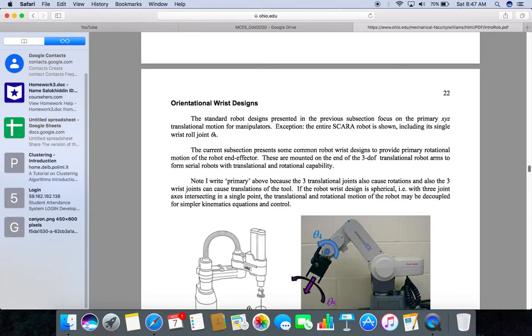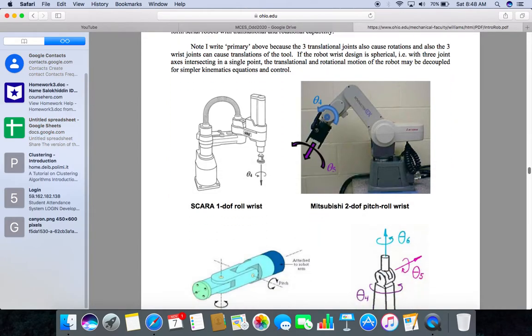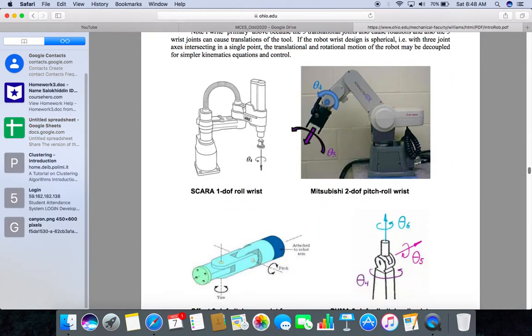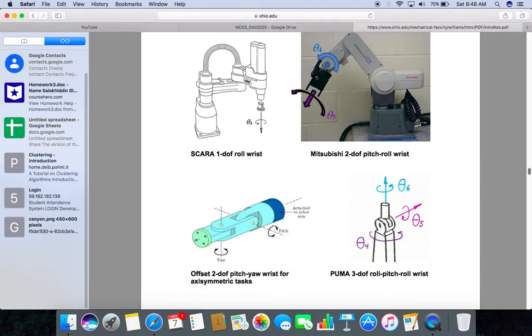If the robot wrist design is spherical, that is true, with three joint axes intersecting in a single point, the translational and rotational motion of the robot may be decoupled for simpler kinematics, equations and control. So SCARA 1 DOF roll wrist, Mitsubishi 2 DOF pitch roll wrist and corresponding diagram. Offset 2 DOF pitch yaw wrist for axis metric task. Puma 3 DOF roll pitch roll wrist.